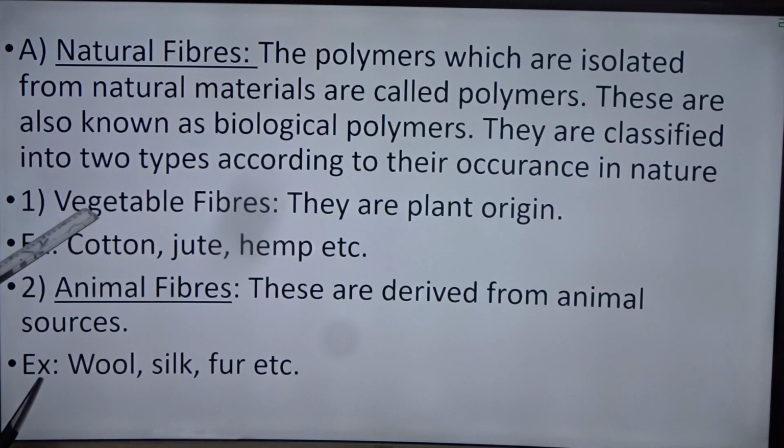First is vegetable fiber. They are of plant origin. Example: cotton, jute, hemp, etc. Second, animal fiber. These are derived from animal sources. Example: wool, silk, fur. Wool we know we are getting from sheep, etc. Silk and also fur.